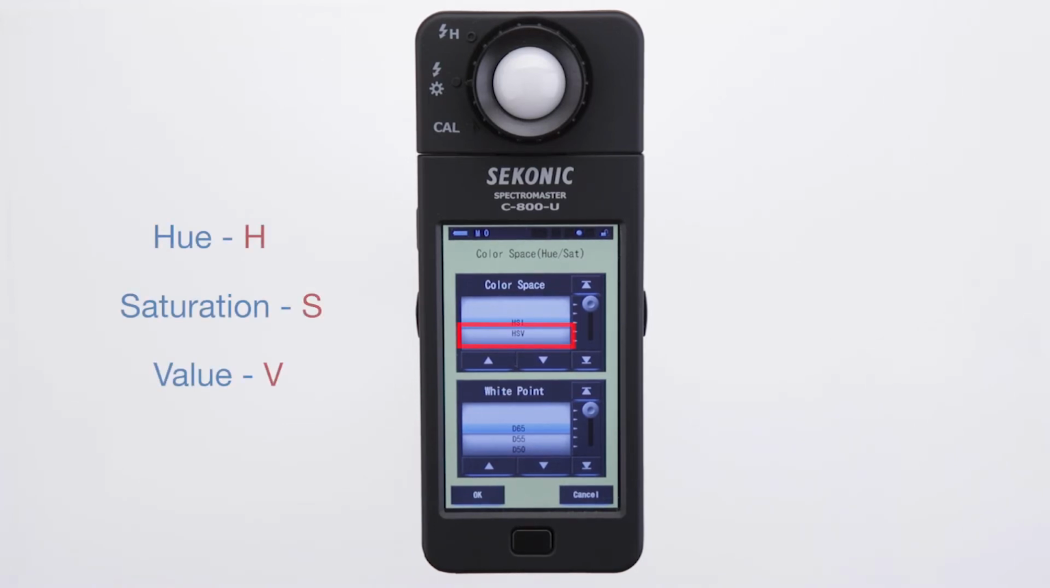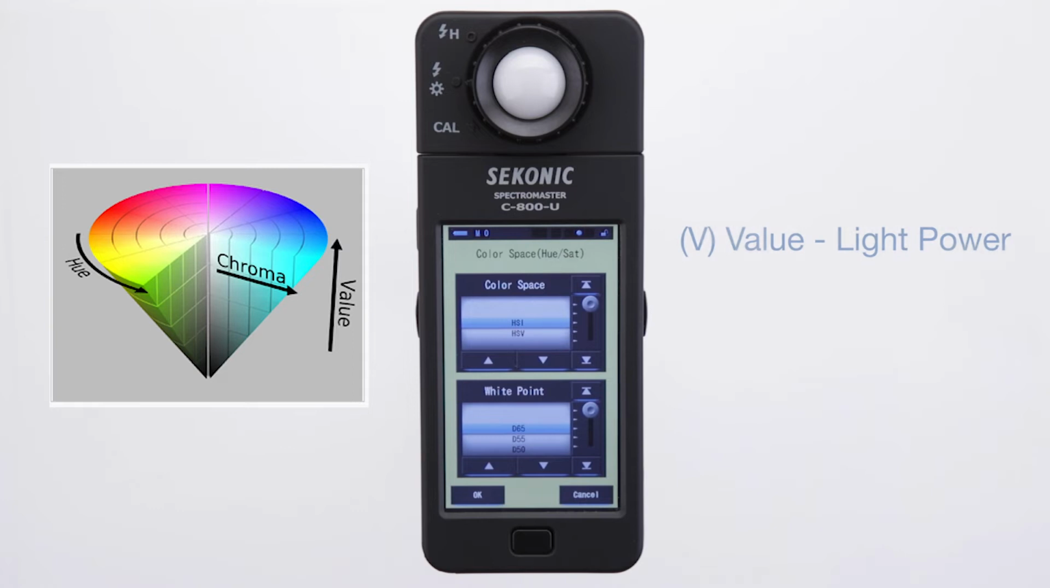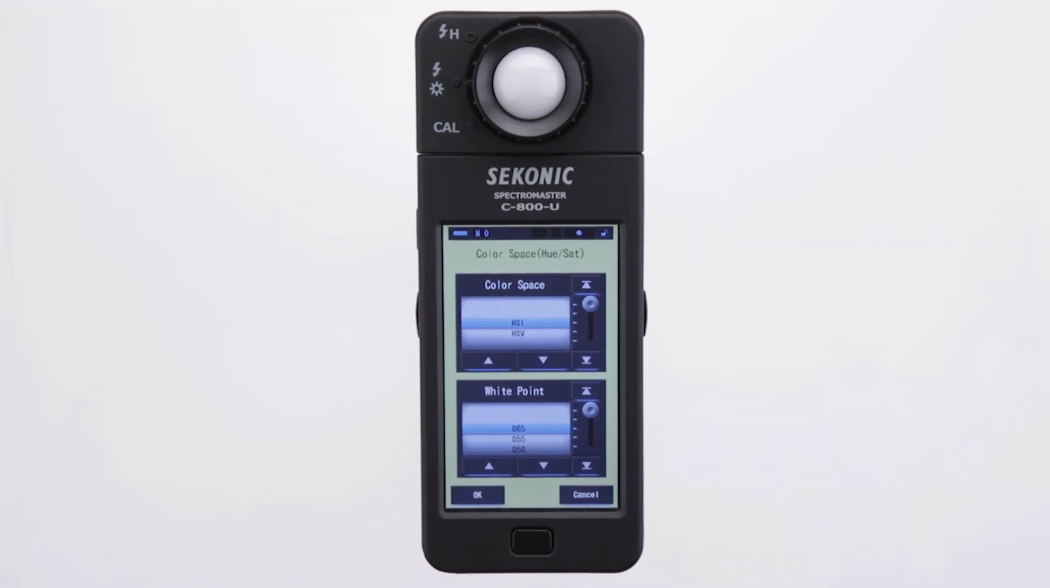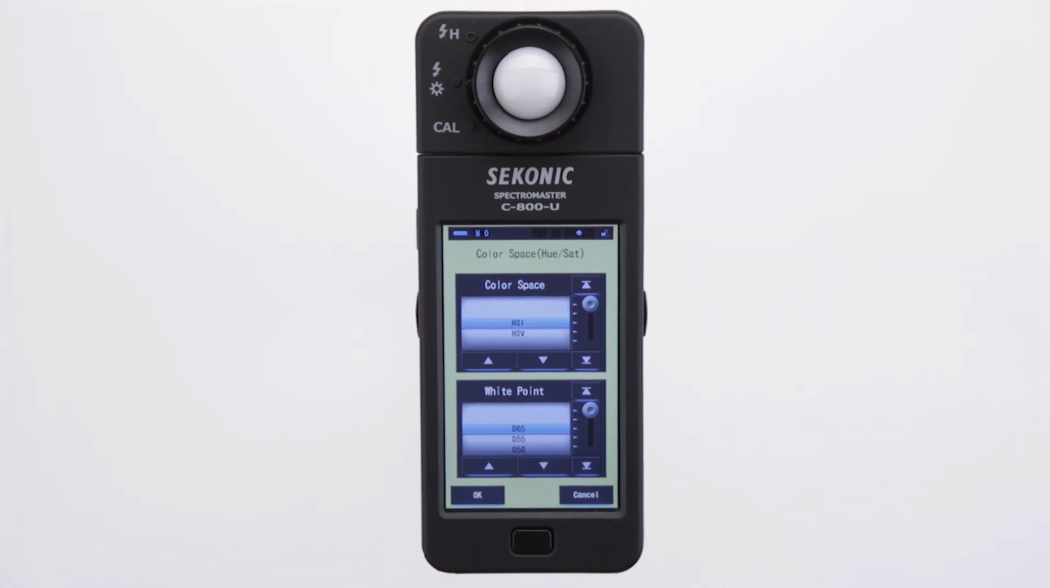HSV is the abbreviation of hue, saturation, and value, which describes a color space, hue and tint, in terms of their shade, saturation, and their brightness value. HSV and HSI are different in their interpretation of brightness and lightness. HSV calculates the V value as the amount of light or power of the light source. However, HSI uses L, lightness, as a measure of how much white is in the color model.